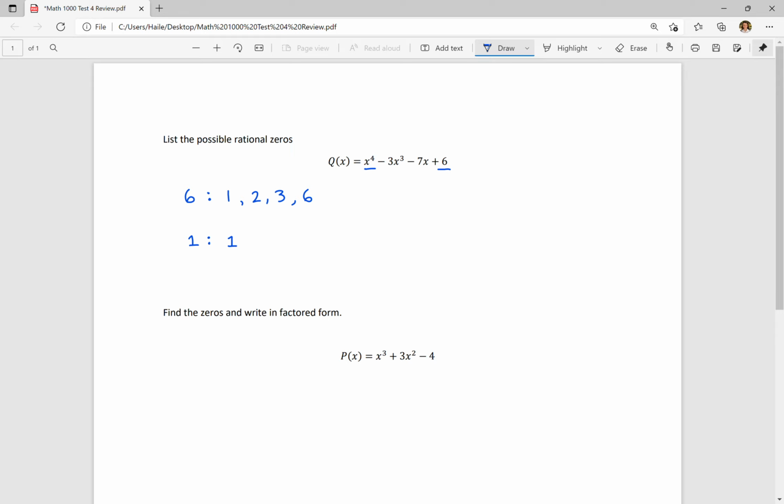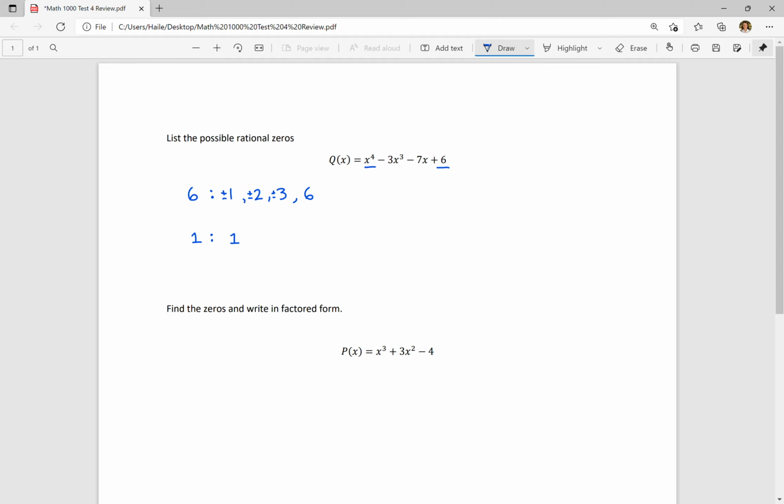So what we can do with each of these is actually make them positive or negative. So we say this with a plus or a minus. And the reason we do this is because for any factor you get of a number, its negative is also a factor. So think about it like this. You could say 2 times 3 is 6, but you could also say negative 2 times negative 3 is 6. So that way you get the positive and the negative numbers.